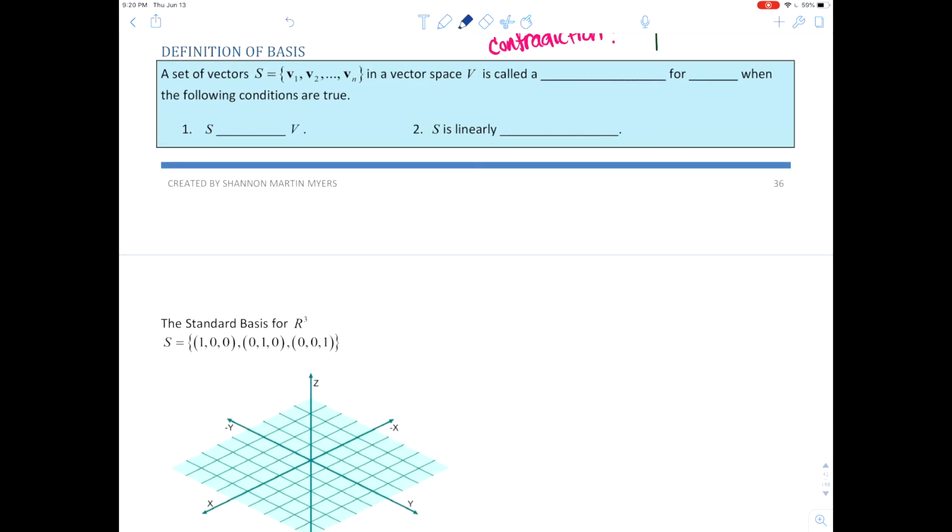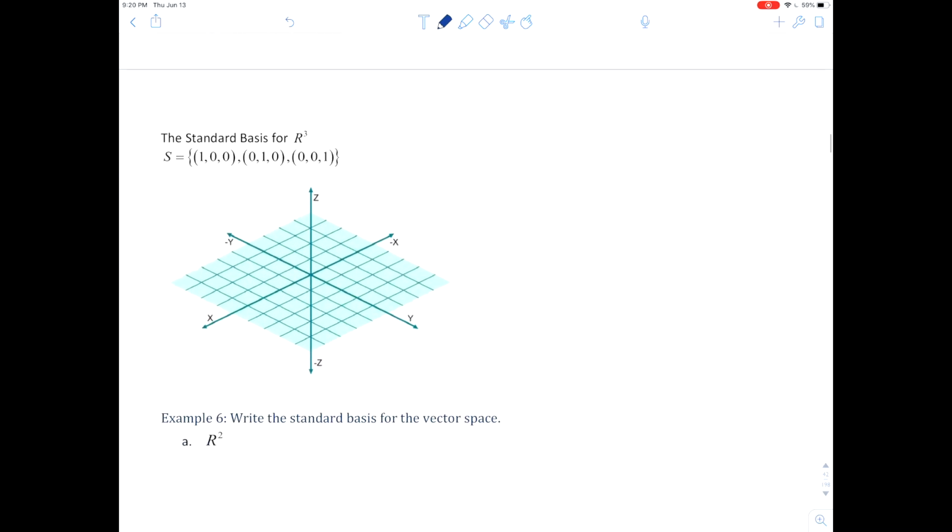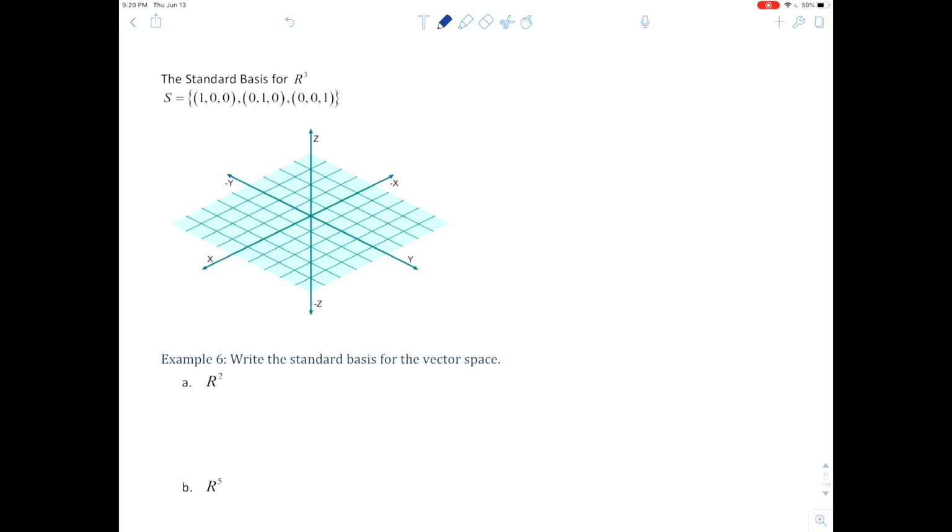All right, definition of basis. A set of vectors S equal to vector 1, vector 2, all the way down to vector n in a vector space V is called a basis for V when 1, S spans V, and 2, S is linearly independent. Let's check it out. It turns out that what we were playing around with before happens to be the standard basis for R3.